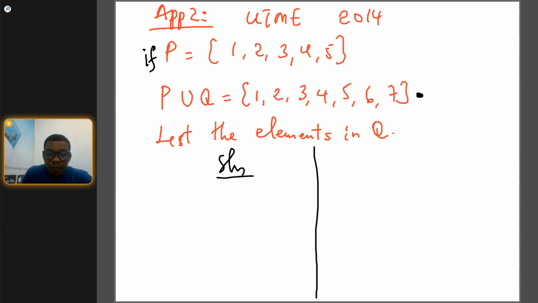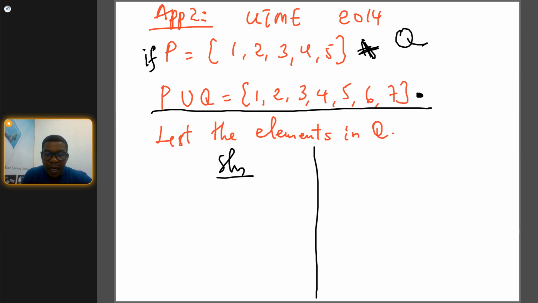That means this P has been added to Q, has been joined together. The union has taken place between P and Q for us to get this expression. Now, if I want to get Q, that means I'm going to take away P from the union. When I take away P from the union, the remaining elements are the elements of Q. So let's write Q as a set now.